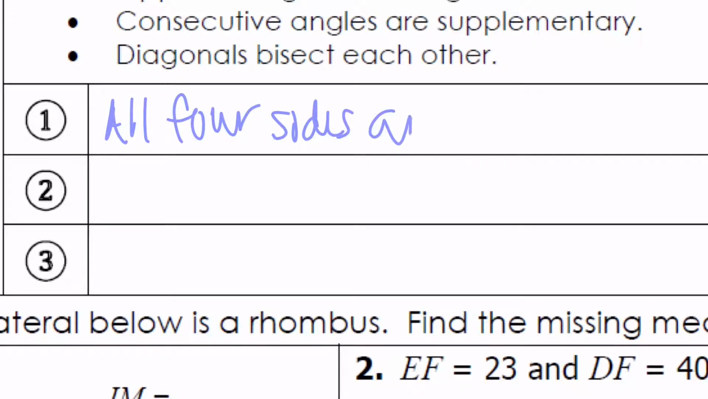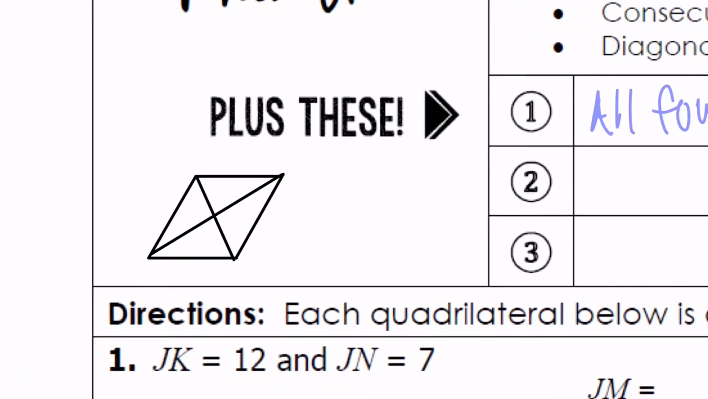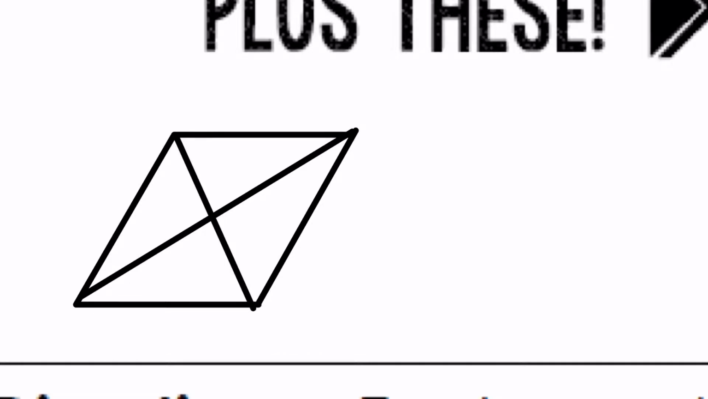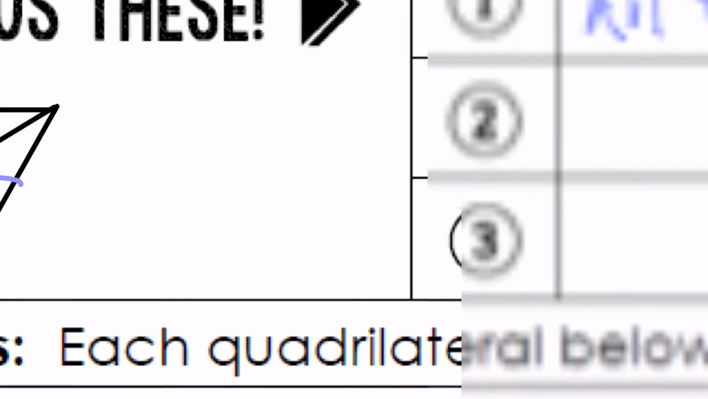sides are congruent. All 4 sides are congruent. So I kind of drew my little rhombus over here. So that means all 4 sides of the shape are congruent.